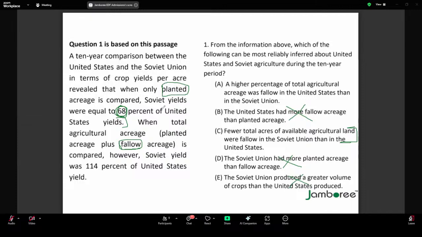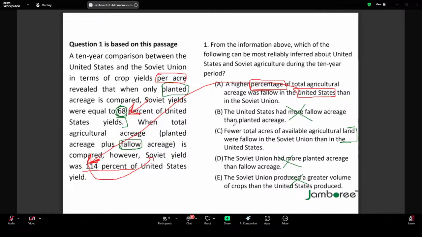If you're getting confused with it, like if you're just not able to understand absolutely, try to use some hacks. This is one hack, because they said per acre. That means we are in percentage terms. Percentage of total agriculture acreage was fallow in the US, higher in the US. That will justify this, because when they're not growing, a lot of land must not be growing. That's why the Soviet Union turns out to be on top, because when they're growing, the Soviet Union is only 68%. They're not even close. But when you add both, then the Soviet Union is on top per acre. So this one makes sense.